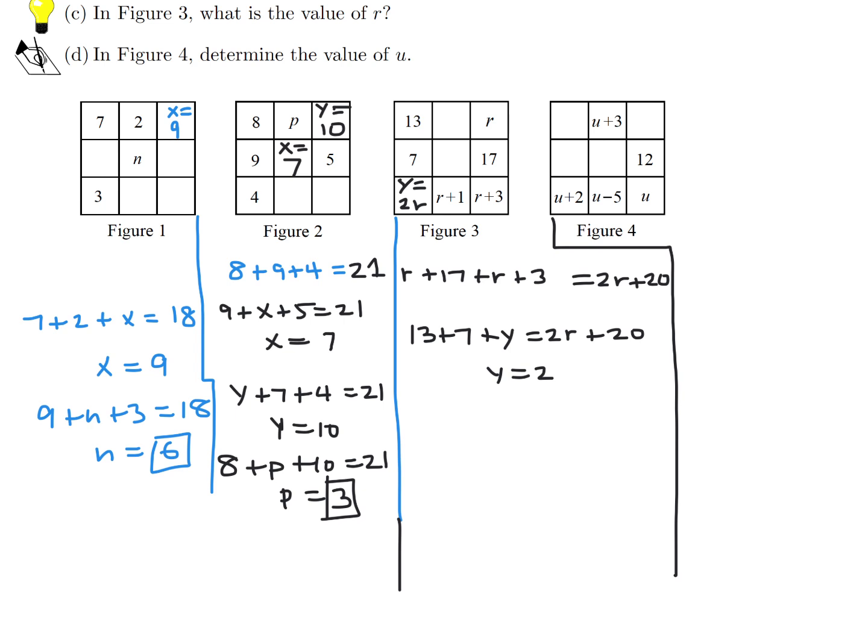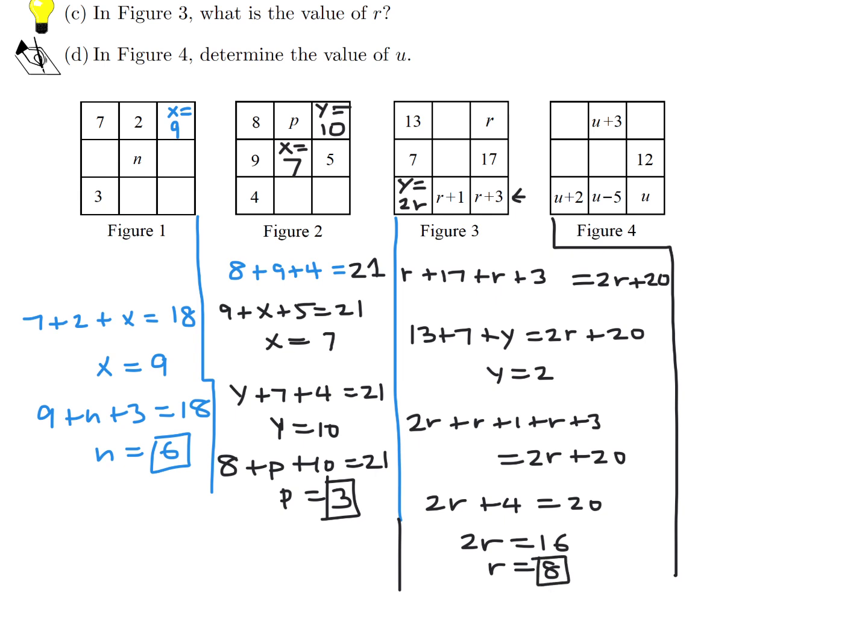And then where do I go from here? I guess I'll just use this bottom row. So that would be 2r plus r plus 1 plus r plus 3, and that's going to be 2r plus 20, our magic constant. Let's see if this algebra helps me. It'll be 4r plus 4 equals 2r plus 20. So 2r is 16, and r is 8. There we go. So we got that.